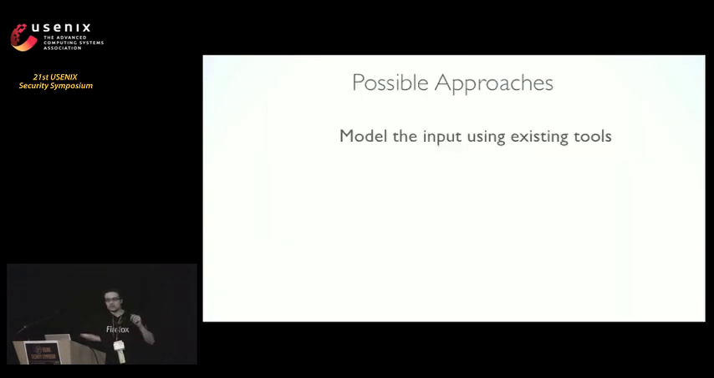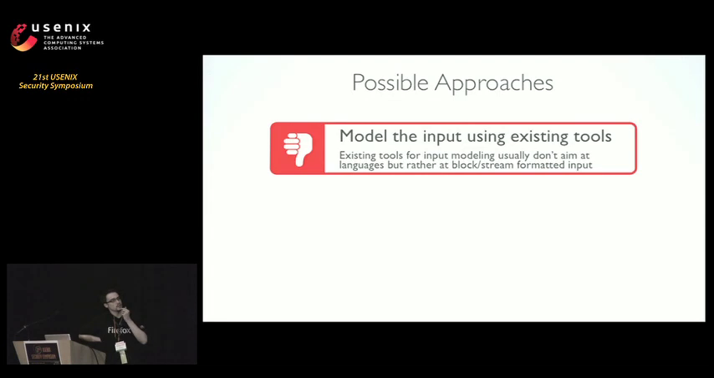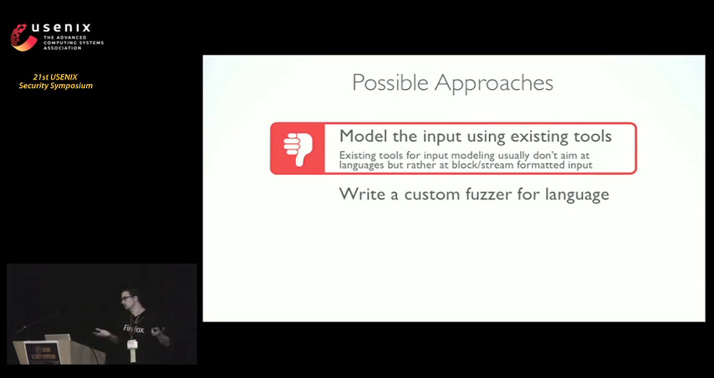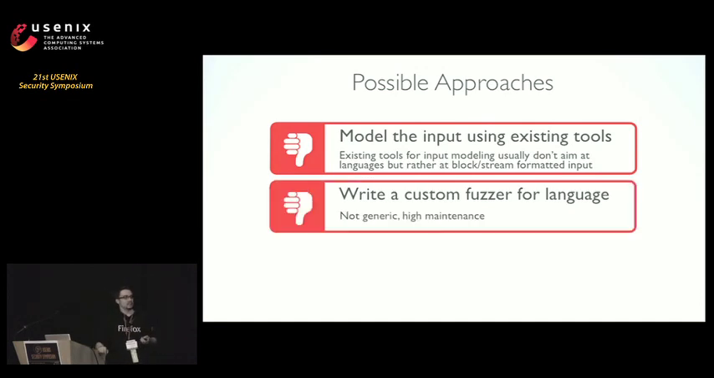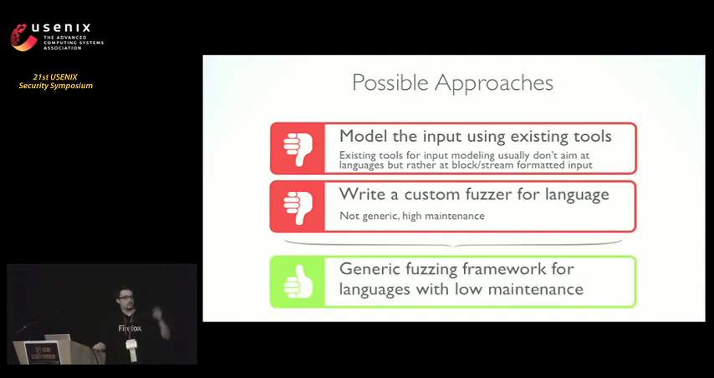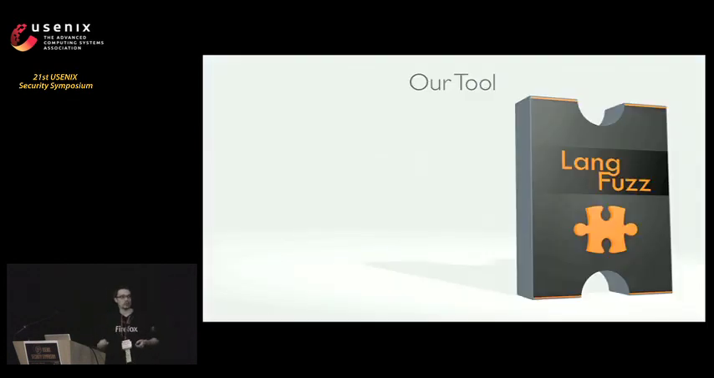Now, possible approaches to solve the interpreter testing problem could be to model the input using existing tools. But that is not such a good idea, simply because the existing tools don't aim to model language inputs. They are actually made to model block or stream formatted input, like you use for pictures, for example. What you can always do is write a custom fuzzer for your language. You can actually write a custom fuzzer for pretty much everything. But that would mean that the fuzzer is not generic, and you have a high amount of maintenance to keep the fuzzer up to date. If you add a feature to the language or if you extend the language, then you will have to update the fuzzer too. So it's a very high amount of maintenance. And what you would actually want is a generic fuzzing framework for languages with low maintenance instead. And that is where our tool comes into play, which is called LangFuzz.